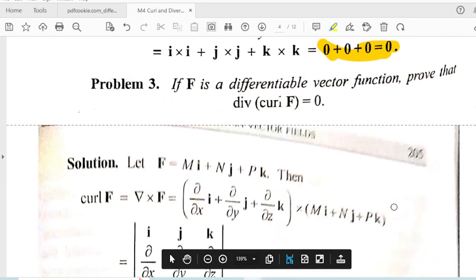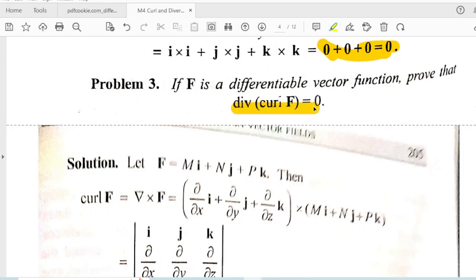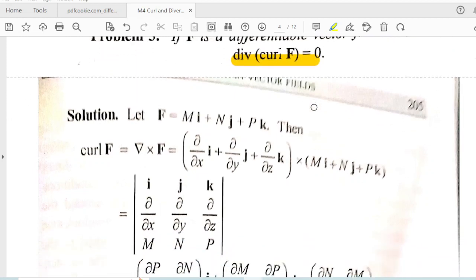Now we have another problem. If f bar is a differentiable vector function, prove that divergence of curl of f bar equal to 0. We have to prove that divergence of curl of f bar equal to 0. So always remember, to prove an expression of this length, we always find what is inside the bracket first, and then what is outside. First let us identify f bar.